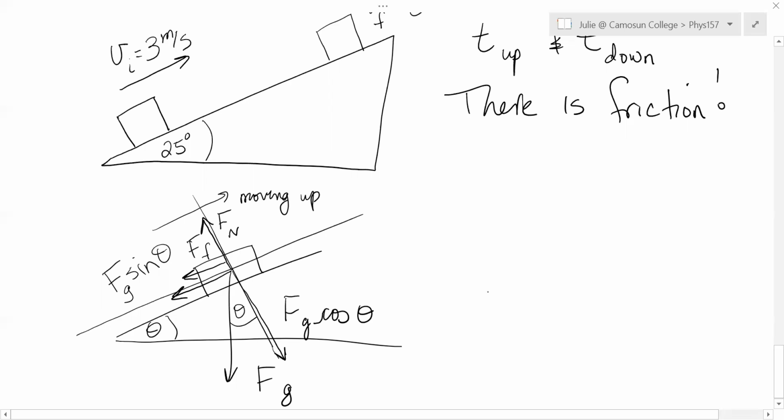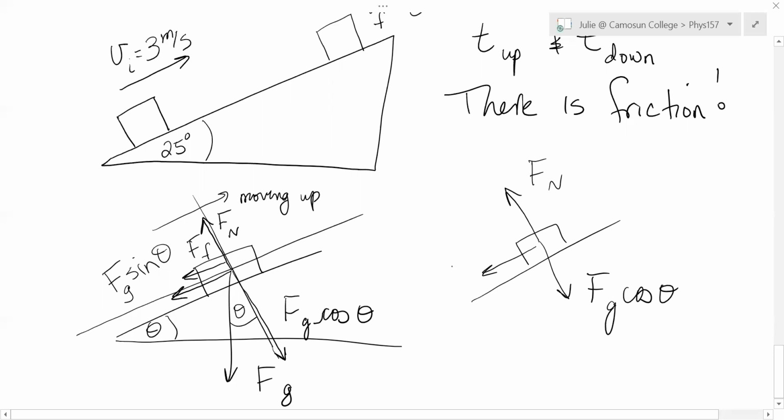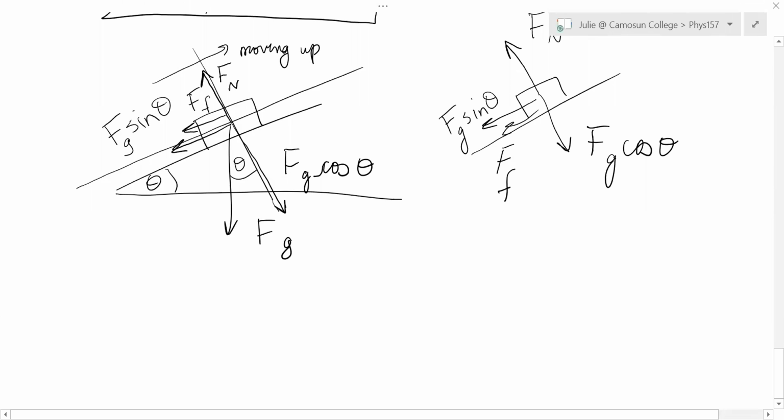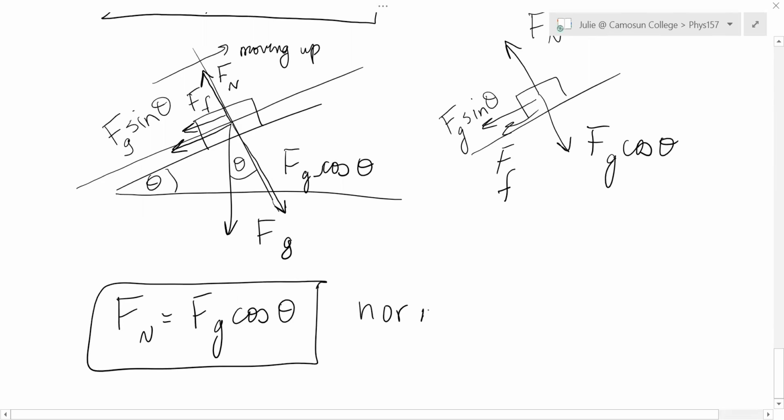So if you just look at the components that count, Fn, perpendicular to the surface always. Inslope component of gravity has cosine. And then the thing trying to pull it down the incline is Fg sine theta and friction. So on an incline, unless someone is pushing at some funny angle, Fn is always equal to Fg sine theta. Sorry, cos theta. Okay, so this is the normal force on an incline.